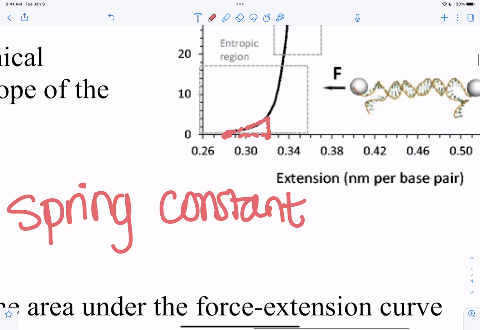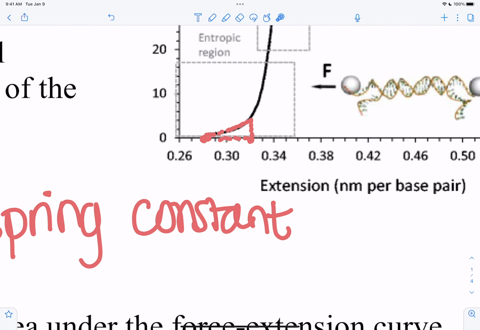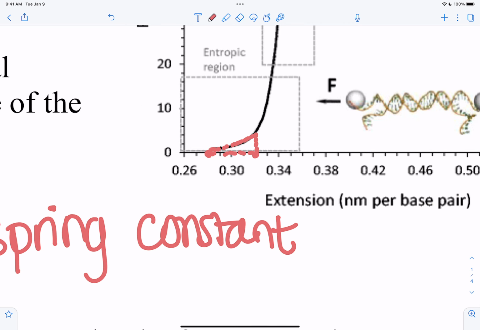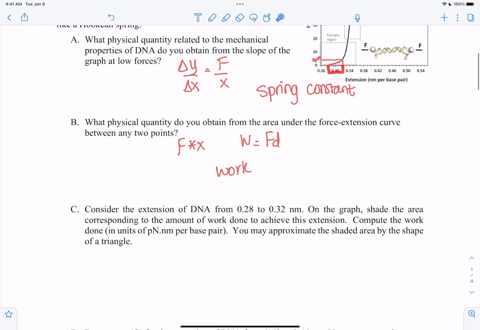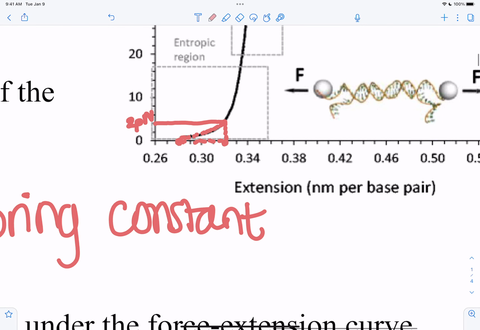But anyway, so we have 0.28 meters here, 0.32 there. So we can figure out our extension. That's going to be our base for our triangle, right? And then our height here is going to give us the force, right? So roughly, kind of trace this over, we can see that it's around what? So this is 2, 4, 6, 8, 10, right? This is about 2 piconewtons here, right? And then our extension here from 0.28 to 0.32 nanometers is 0.04 nanometers, right?